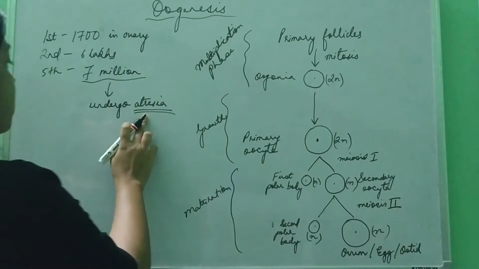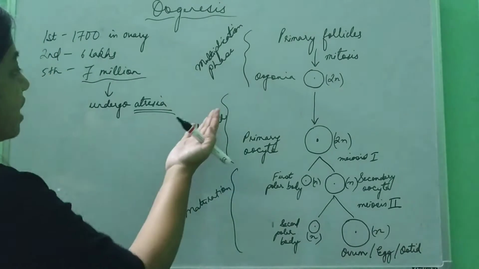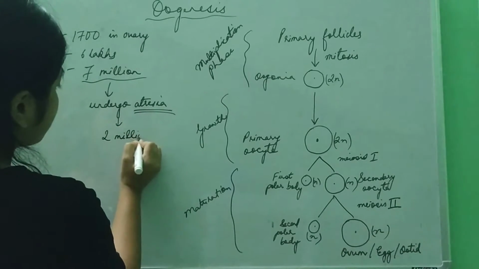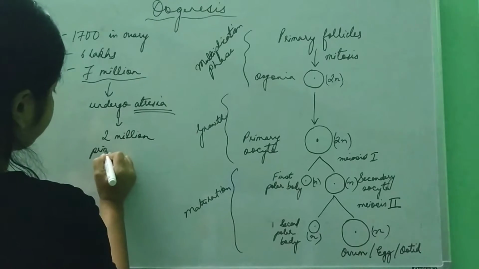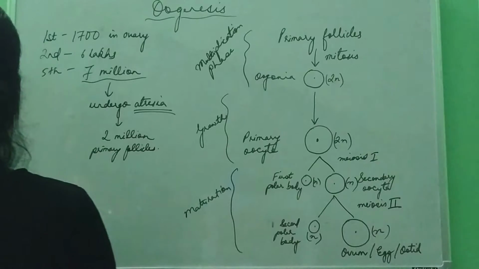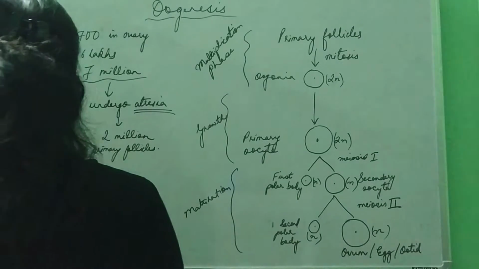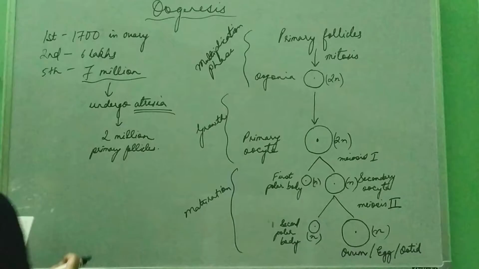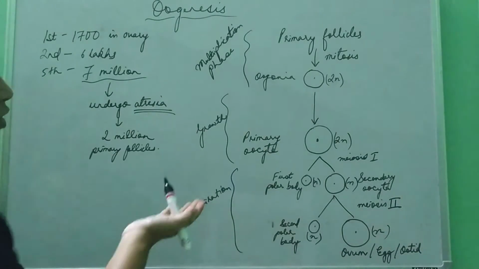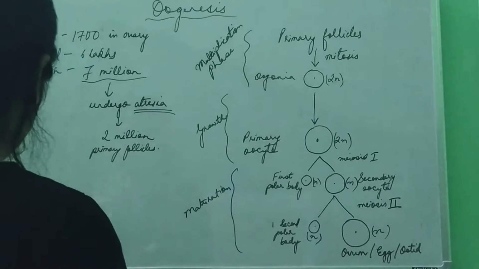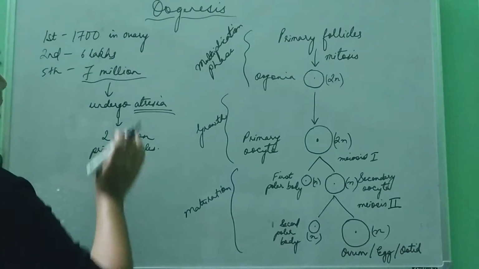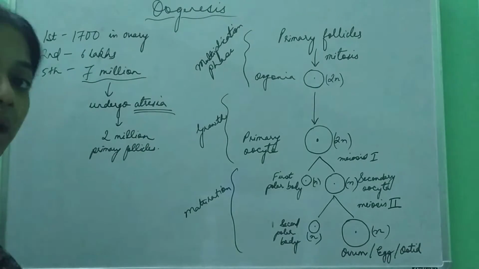After they undergo atresia, about 5 million will have degenerated. So finally we'll have about 2 million primary follicles. At birth, the ovaries will have about 2 million primary follicles and the rest will have undergone atresia. This process continues till puberty.